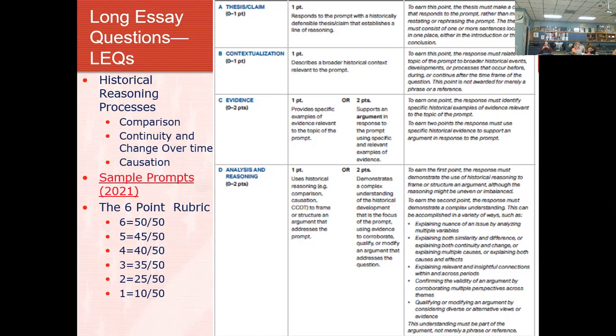The second part is the DBQ, document-based question. We're actually not going to write a DBQ until January or February. But the third, and DBQ is actually more important than the LEQ. But the third part, 15% of your exam score, is the long essay question. It'll be the last part of your exam. The reason I like to do the LEQ first, I want you comfortable writing a long essay question before we go to the DBQ.